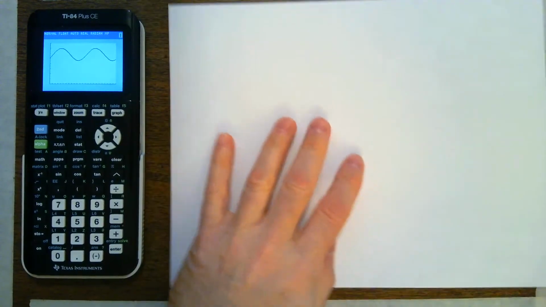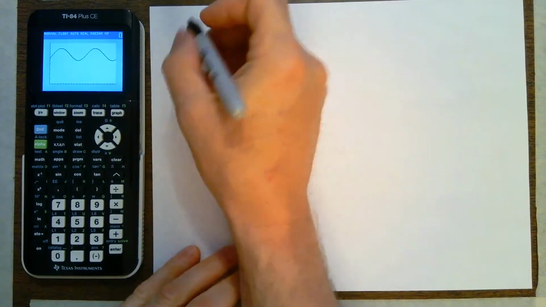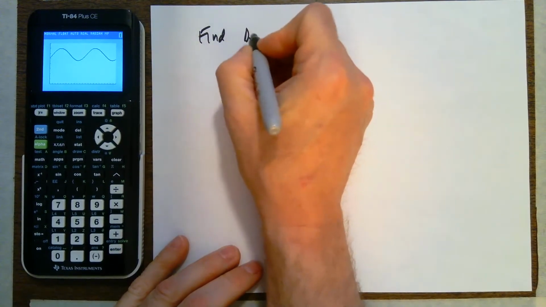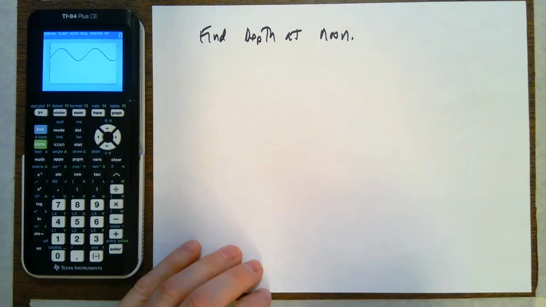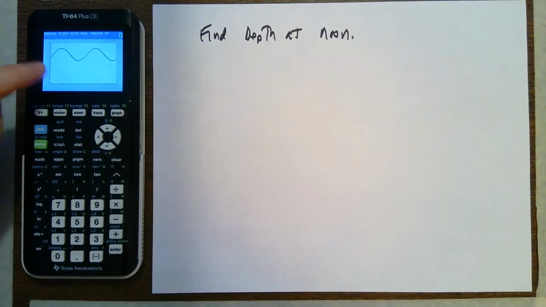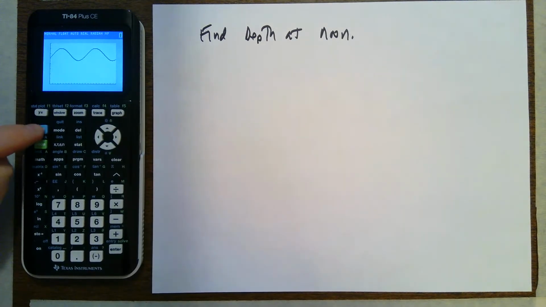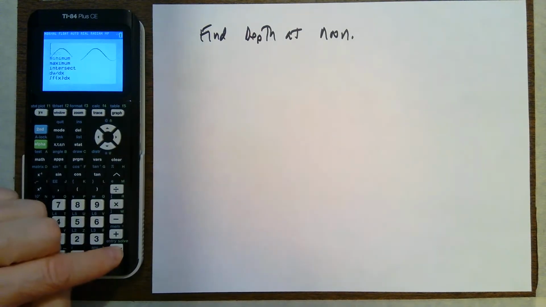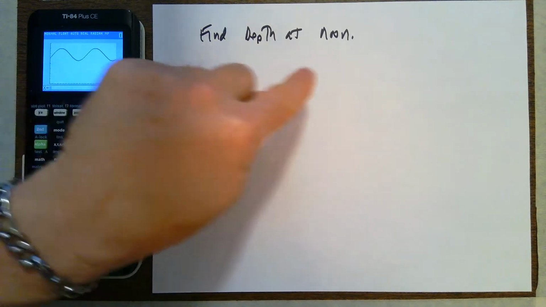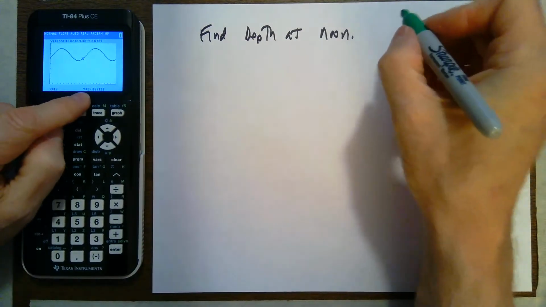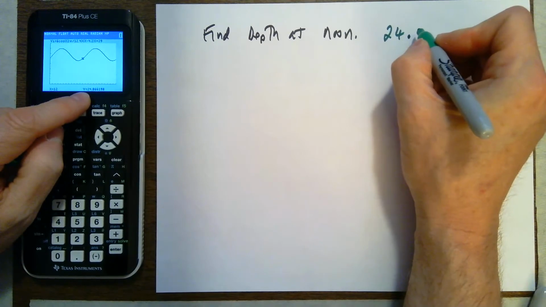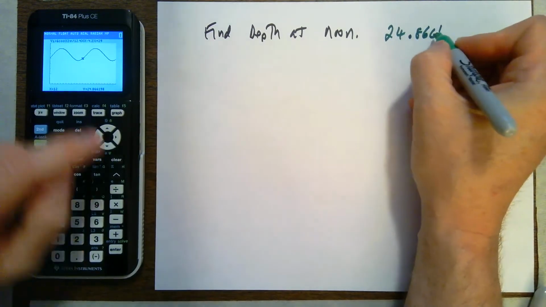I think we're ready for questions. Let's see the first question. Find the depth of the water at noon. How deep is the water at noon? All right, so I want to G-solve for an x value, or on the TI's second trace, which is calculate a value for x value. So for noon, what am I going to put in? I'm going to put 12 o'clock. And there it is. The depth of the water at noon is 24.866 feet.